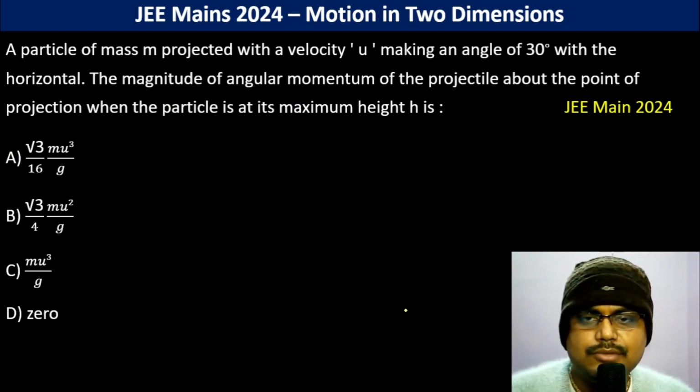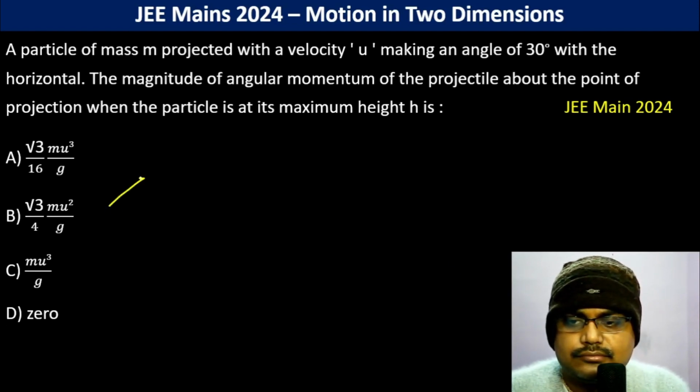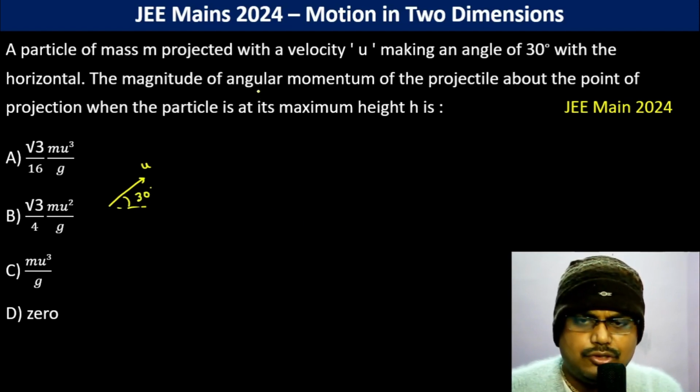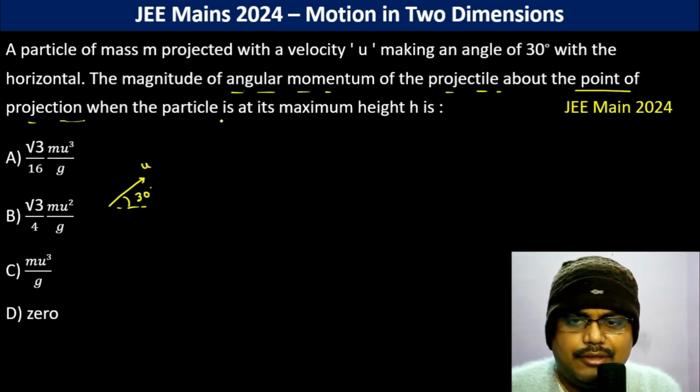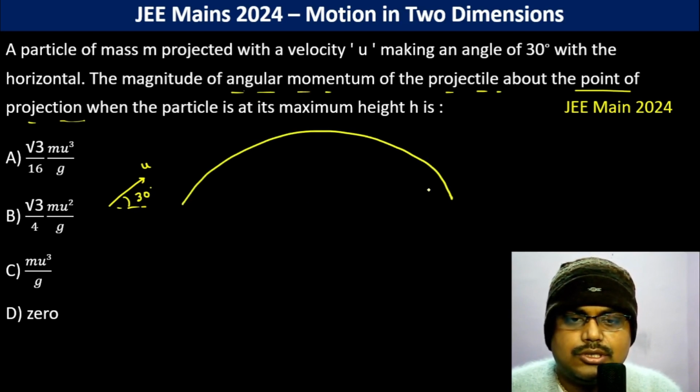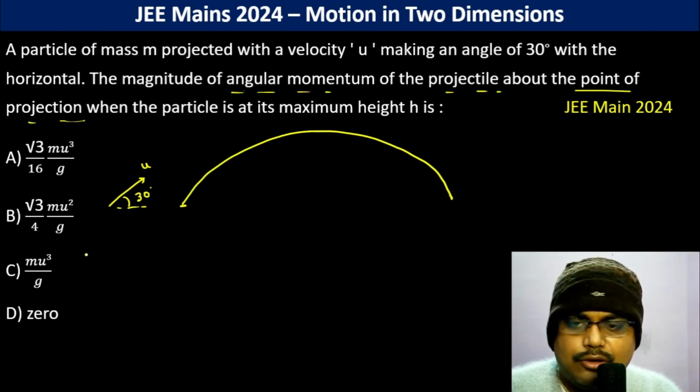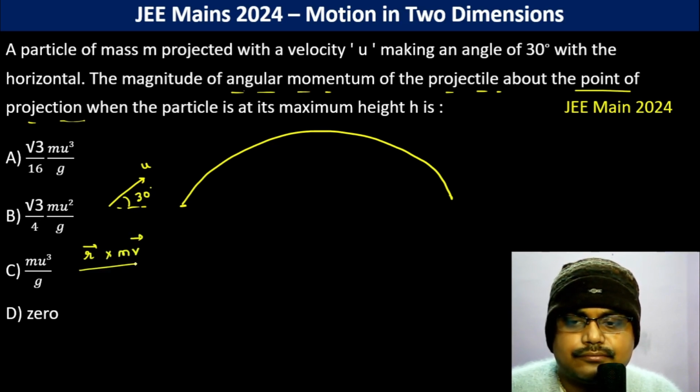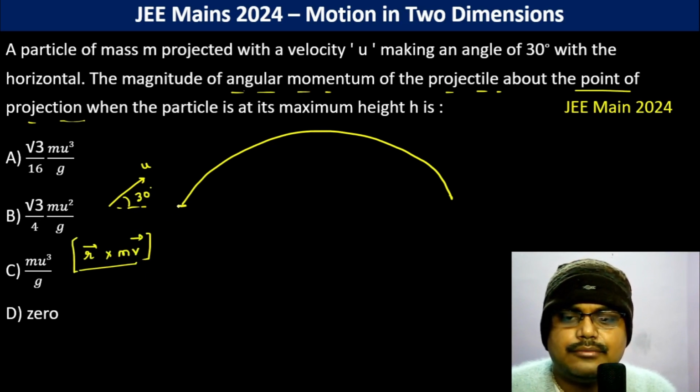A particle of mass m is projected with a velocity u, making an angle 30 degree with the horizontal. Okay, and this is 30 degree, this is u. The magnitude of the angular momentum of the projectile about the point of projection when the particle is at maximum height is. Okay, so this actually is how the particle goes. So this becomes angular momentum. So this is R cross mv. This is the angular momentum. Okay, so let us come here.